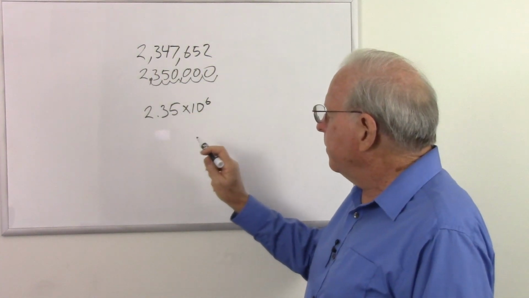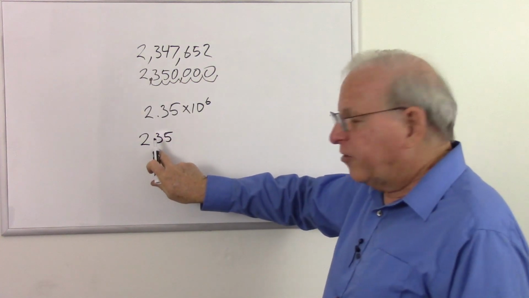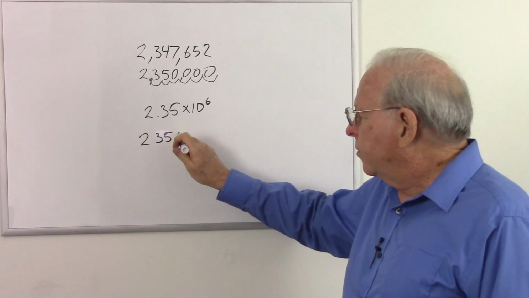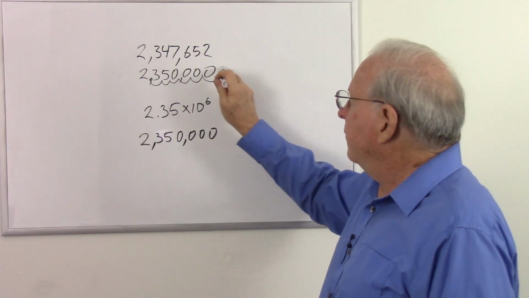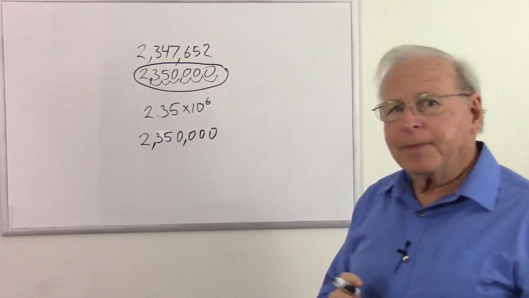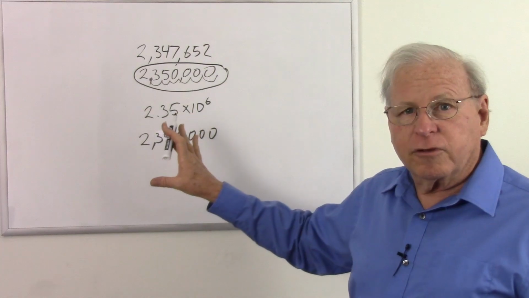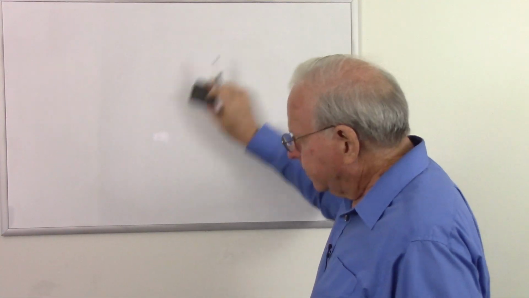Let's test that out. So we take 2, 3, 5, and we want 6 places to the right of the decimal point. 1, 2, 3, 4, 5, 6. Put our commas in there, and we recreated our original number. So that's where scientific notation comes from. And as you recall, we can also do this with very small numbers. Let's do that real quickly.